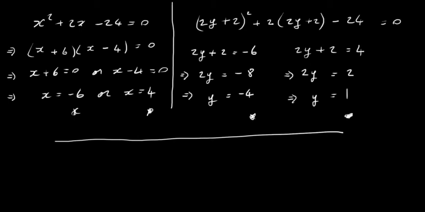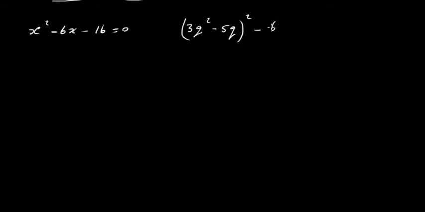Okay, so let's just do one more example of these, and that'll be it then. So we'll take x squared minus 6x minus 16 equal to 0, and over here we've got 3q squared minus 5q, and we're going to square that. We've got minus 6 times 3q squared minus 5q, and then we've got our minus 16 equal to 0. So you can probably see what's going to happen here.